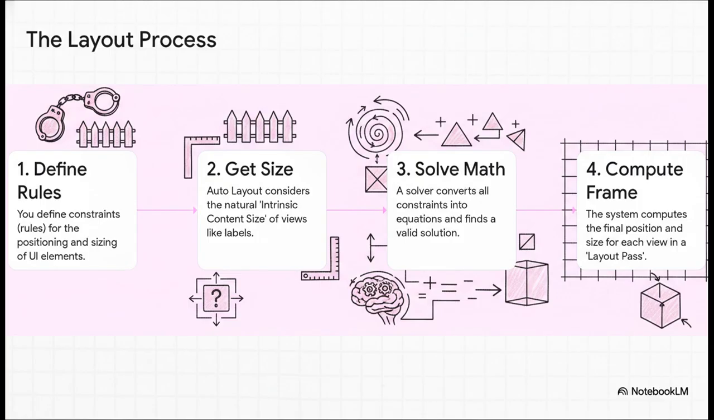Second, the system looks at what's called the intrinsic content size. A label knows how big it needs to be to fit its text. Third, and this is the seriously cool part, iOS takes all of our rules, turns them into a big system of mathematical equations, and literally solves for every view's position and size. And then finally, it does a layout pass and draws everything where it's supposed to go.